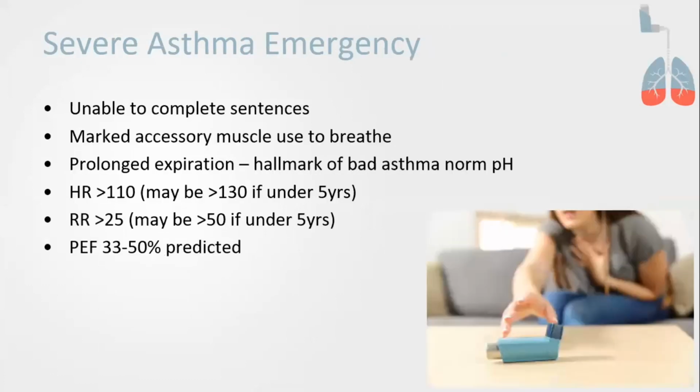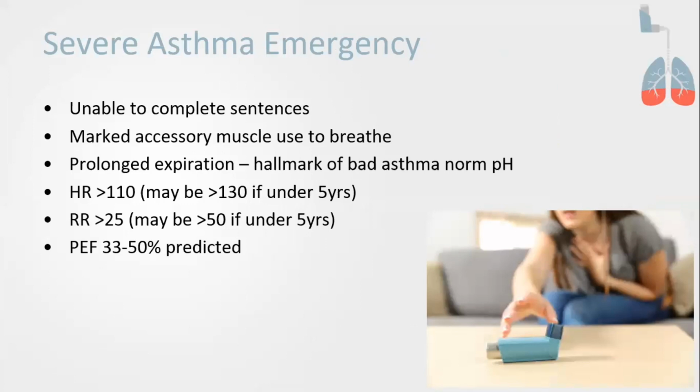So a severe asthma emergency. The patient will not be able to complete full sentences. They'll be using their accessory muscles to help them breathe. They'll have prolonged expiration. Their heart rate will be over 110. If it's a child under the age of 5 years old, over 130, because children have naturally higher heart rates.